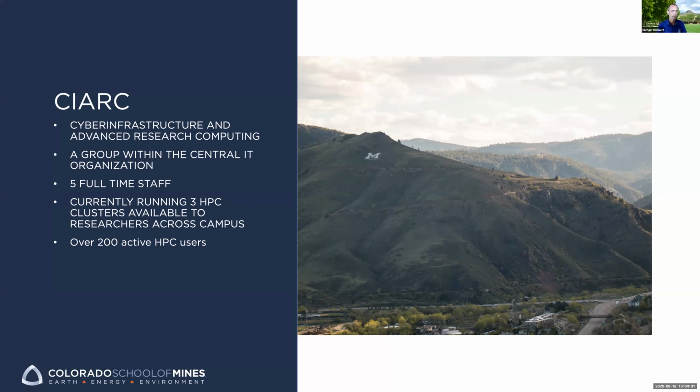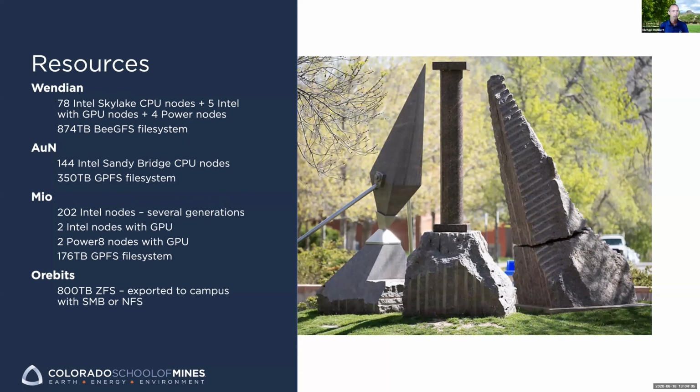Here's a quick overview of some of our resources. Our most recent cluster is Wendian: 78 Skylake nodes, some GPU nodes, and a few Power nodes running with the BeeGFS file system. That cluster is replacing Golden, which is about 5 years old now, 144 Sandy Bridge nodes and GPFS. Mio is our condo cluster. We've got 200 nodes in there with a few GPUs. That's also running GPFS. And then we've got Orbit, which is our medium to longer term storage solution, 800 terabytes on ZFS that we export to campus using Samba and NFS.